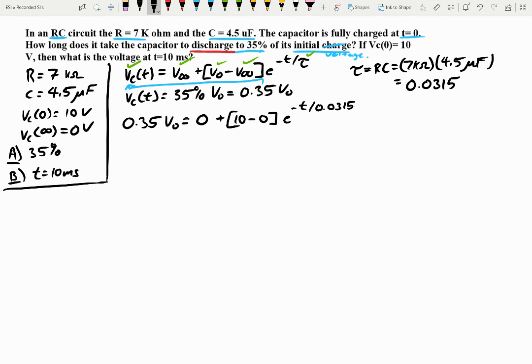Okay. And we know that VO right here is just going to be 10. All right. So that'll just be that 3.5 right there. So I'll just go ahead and write 3.5. Okay. So we'll simplify some of this down. So we'll get 3.5 is equal to 10e to the minus t over 0.0315.